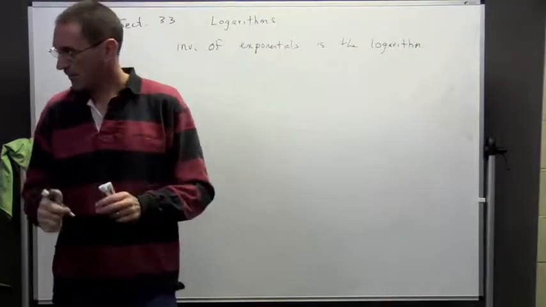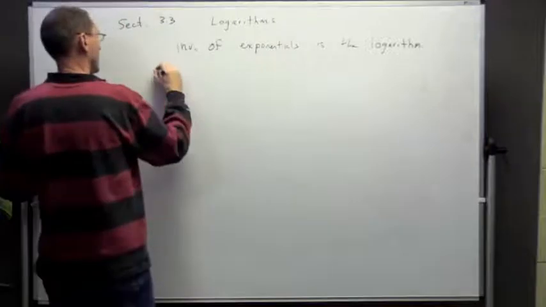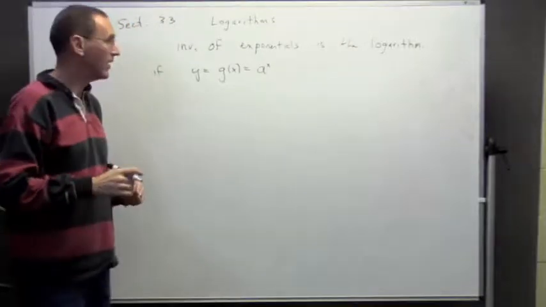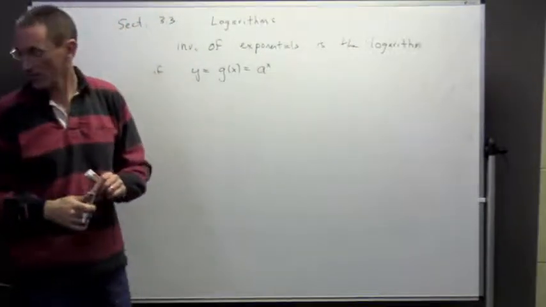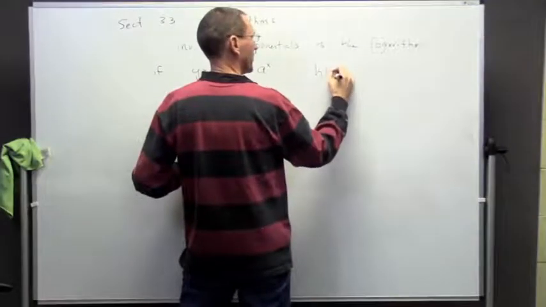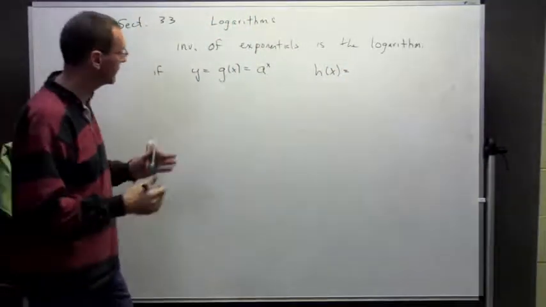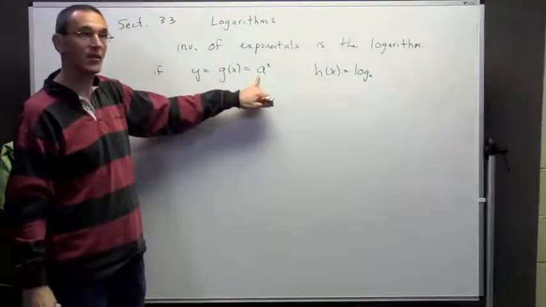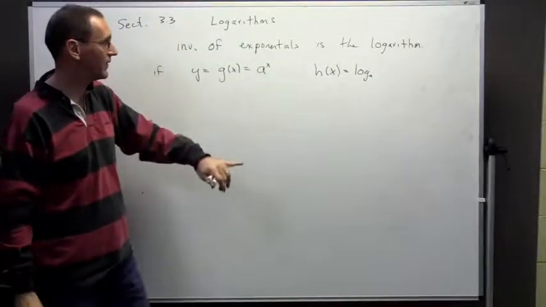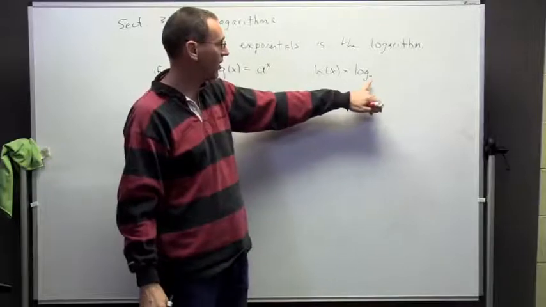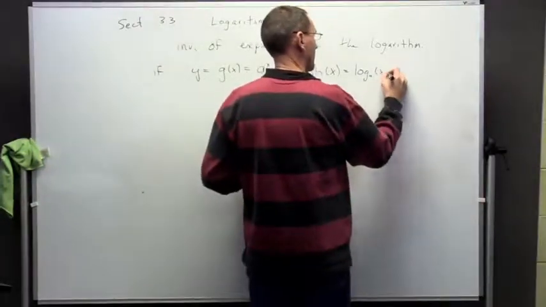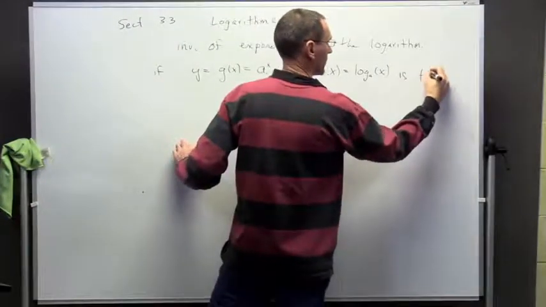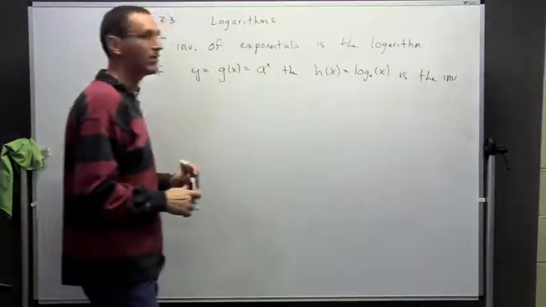Okay, so what does that mean? Define my exponential function. The notation here is a little awkward. It's what we're stuck with, unfortunately. So in this case, the exponential depends on this number a. Whatever that number a is, that's going to define our inverse. So the notation we use is we say log base a of x. So the inverse is going to be defined to be that thing.